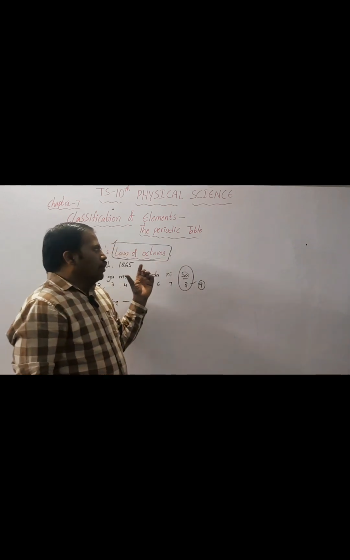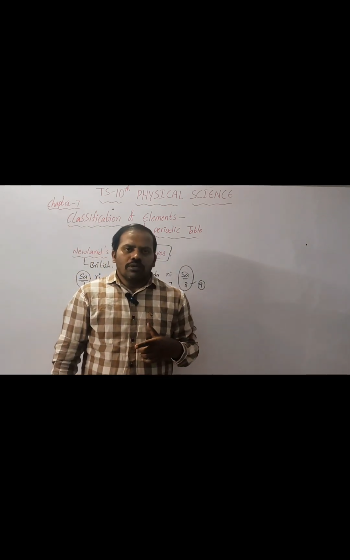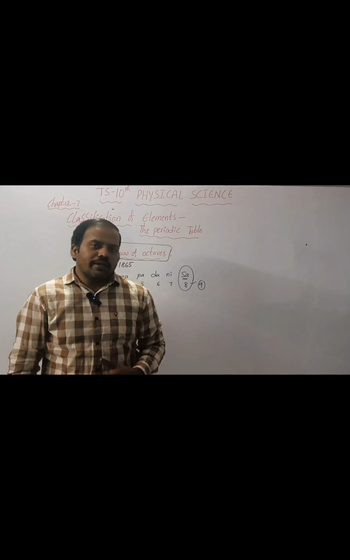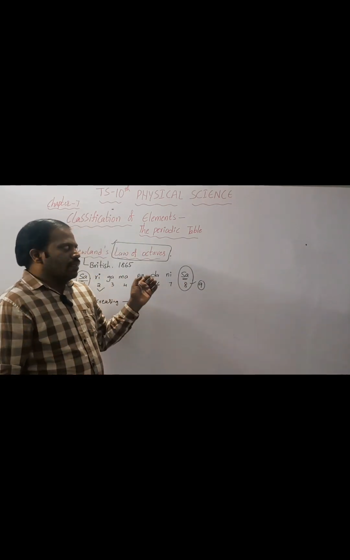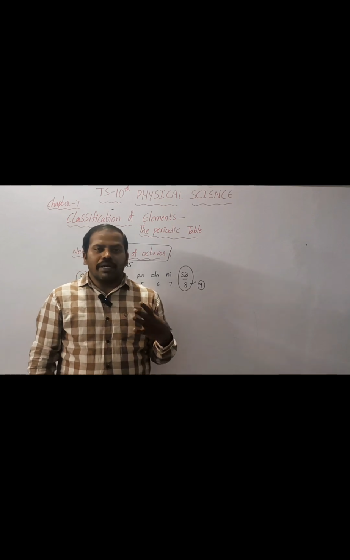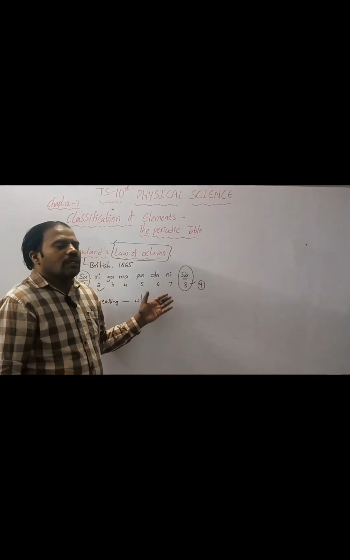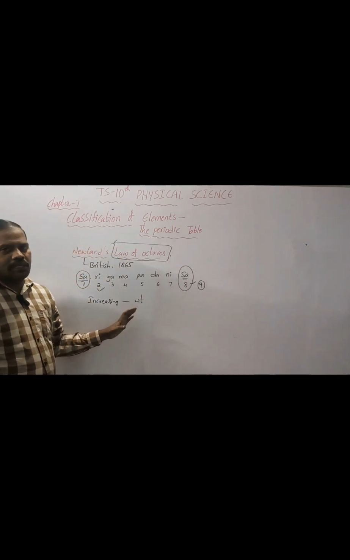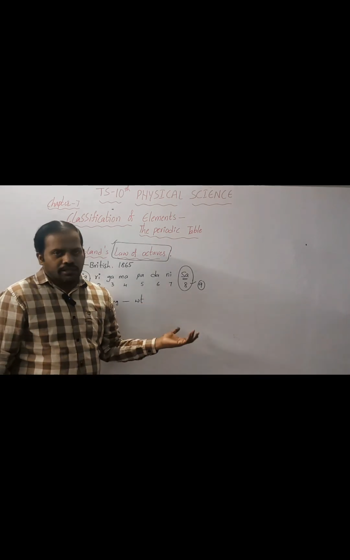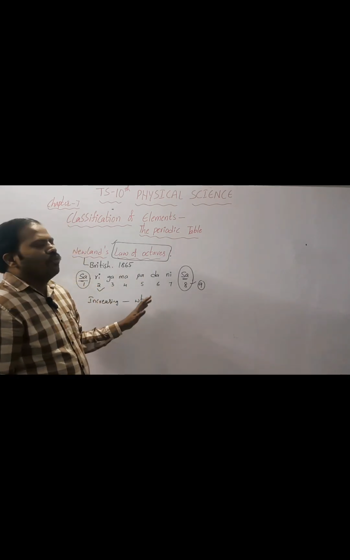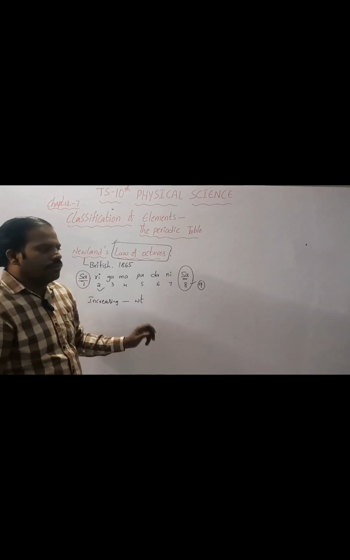But Newlands' seniors and the scholars working with him did not accept this. His periodic table was not even printed. So he just attempted a classification, but it was not accepted by his seniors or other scientists. So it is a failed classification, right?